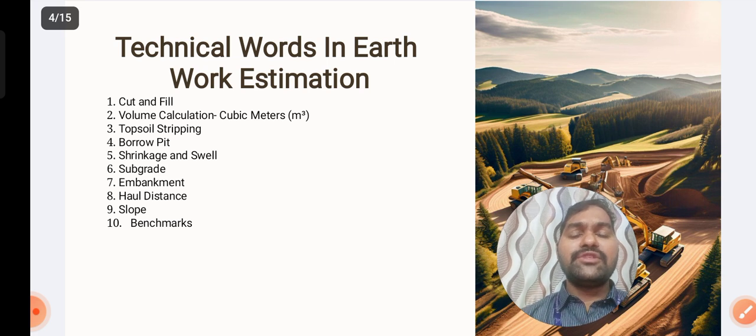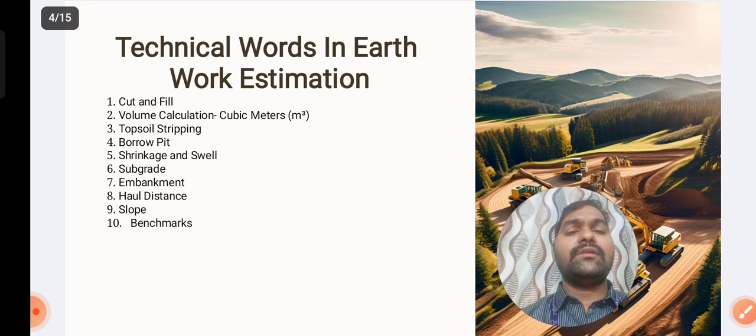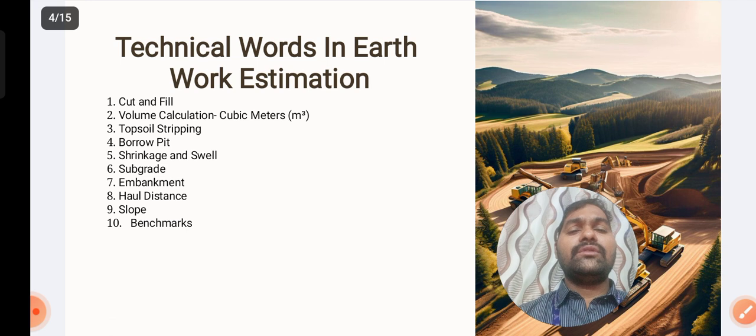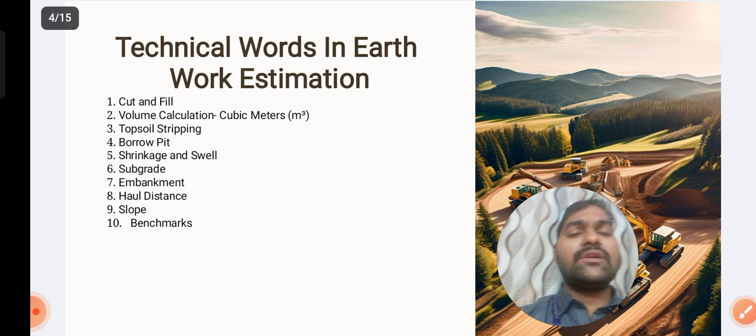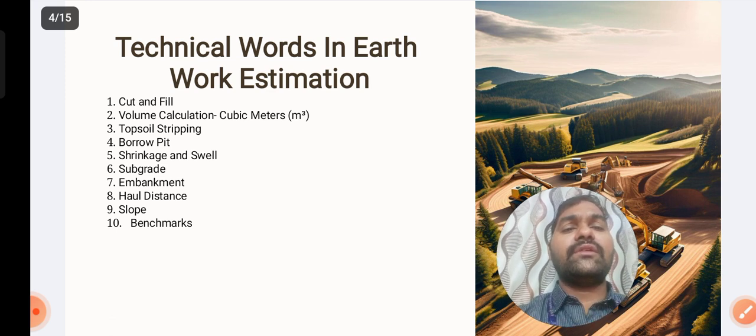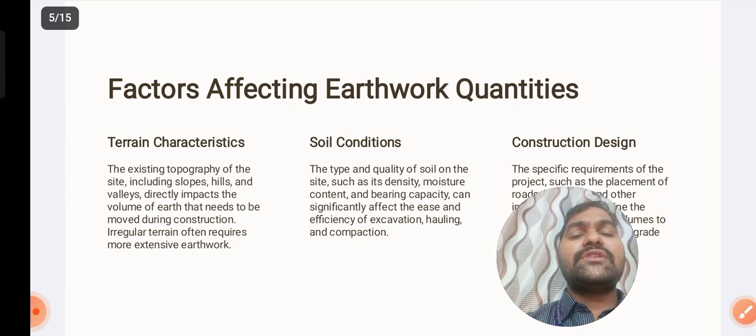And coming to the benchmark, if you want to define the benchmark exactly, it is a reference standard point which is fixed by the Survey of India. It is helpful to determine the levels of the ground surface. So these are all the technical words in earthwork excavation and its estimation.